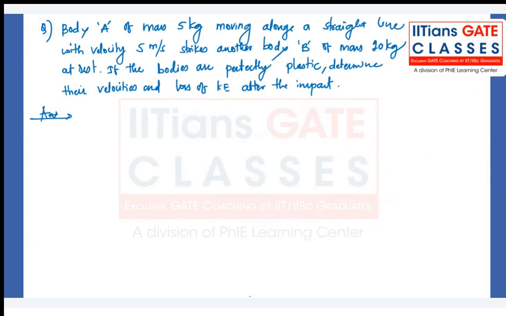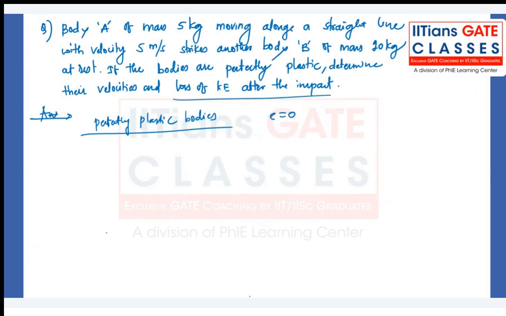Anyone have solved it? It's a perfectly plastic bodies. Momentum is conserved. Perfectly plastic bodies means what? E is equal to 0. Remember this. So velocity after the collision will be same for both the bodies. We have studied this before, so it shouldn't be a problem to solve it. And what they are asking is loss of kinetic energy. That formula also I have given to you.